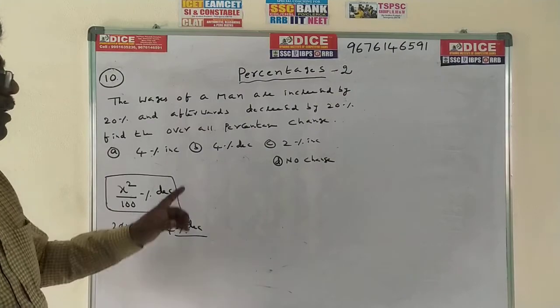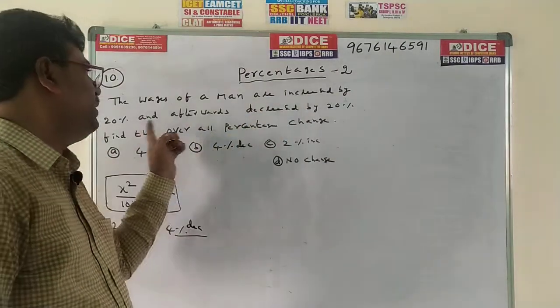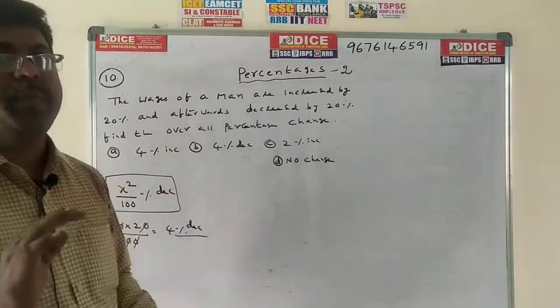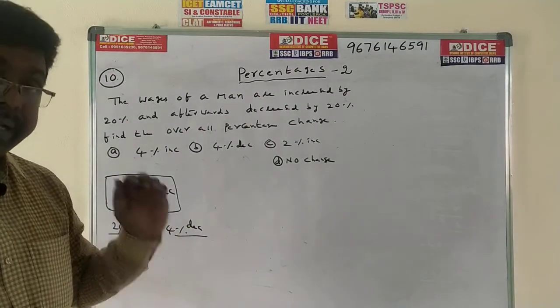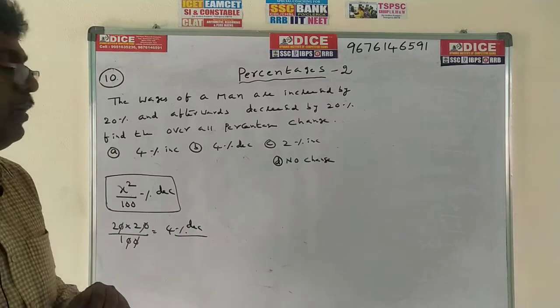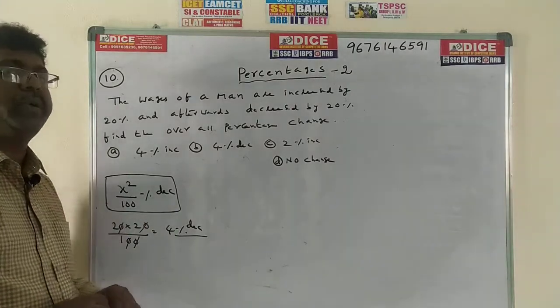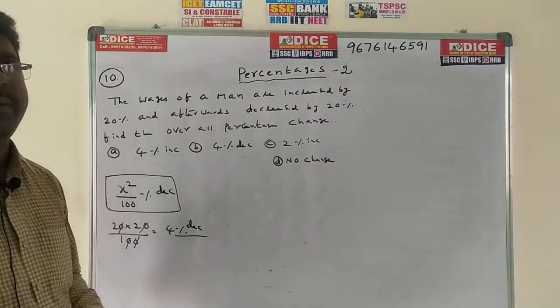Whenever it is increased by 20% and decreased by 20%, the numbers will be the same. Use the formula x square by 100%, always decrease. So this is also a very important problem. Now we can see the general method also.